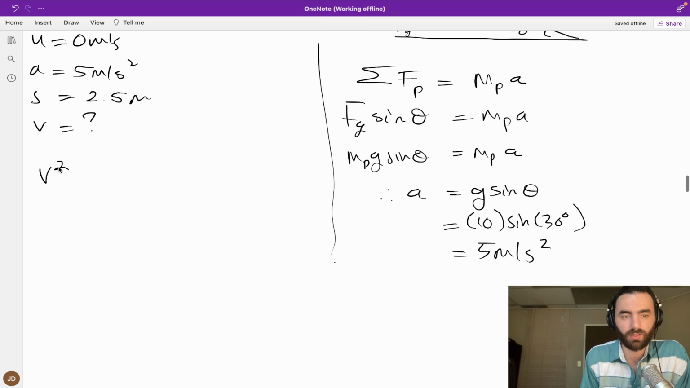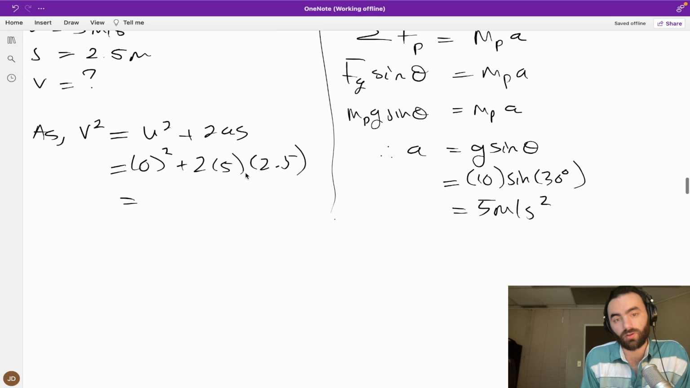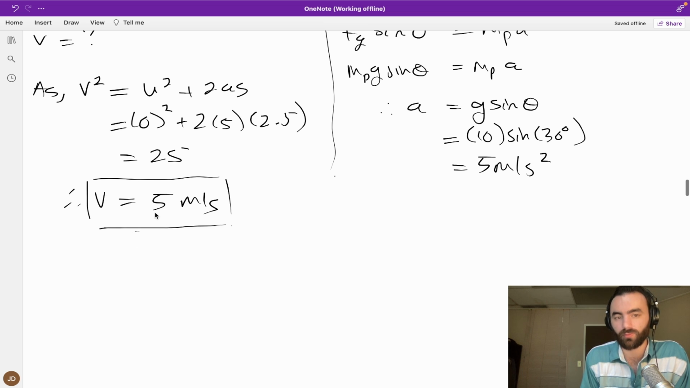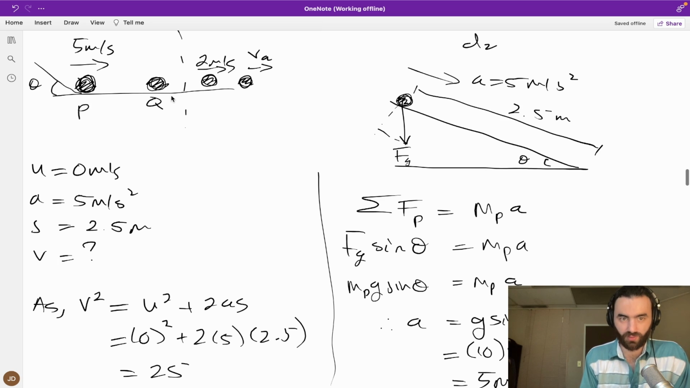So from kinematics, v squared equals u squared plus 2as. We get 0 squared plus 2 times 5 times 2.5, which equals 25. So v at the bottom of the slope is the square root of this, which is 5 meters per second. Therefore, the velocity before the collision will be 5 meters per second. The surface is smooth, so it's going to hit Q at the same speed.